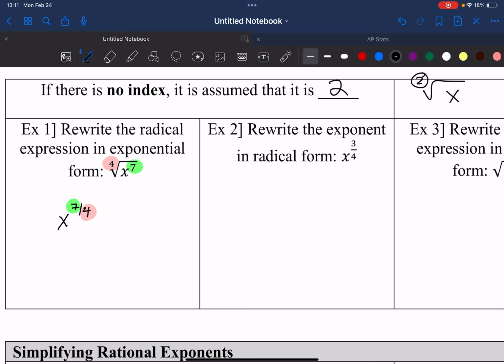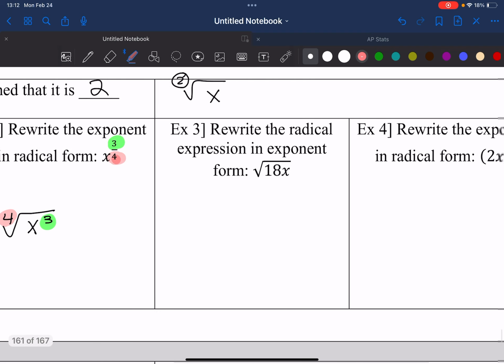Okay, now let's do the opposite. X to the 3/4 means this is the 4th root of x cubed. Again, this exponent was our numerator, and this denominator was our index.